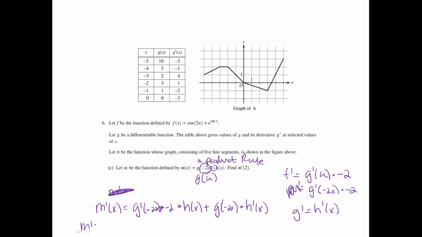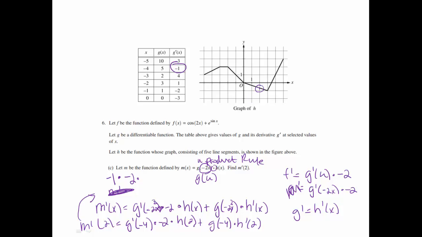I now would like to evaluate it at 2. So now I'm going to get g prime, if I plug 2 in there, I'm going to get g prime of negative 4 times negative 2 times h of 2 plus g of, if I plug 2 in there again, I'm going to get negative 4 times h prime of 2. Okay, now it's just going up here. Let's see if we can figure stuff out. And I'm going to go above here in this extra space here. Okay, g prime of negative 4. G prime of negative 4 is right here. It's negative 1. So I'm going to get negative 1 times negative 2 times h of 2. Here's h right there. H of 2.